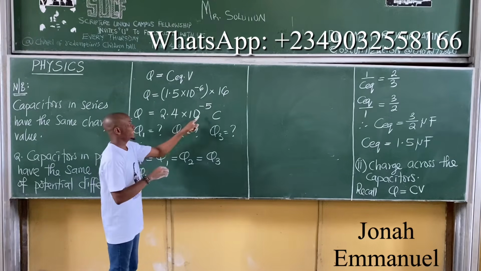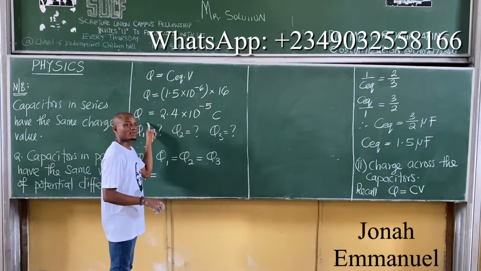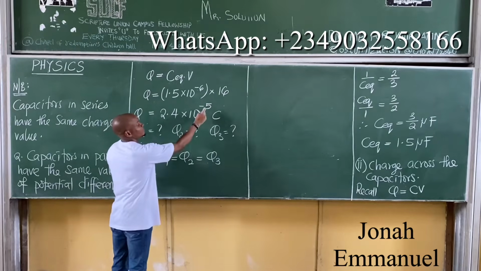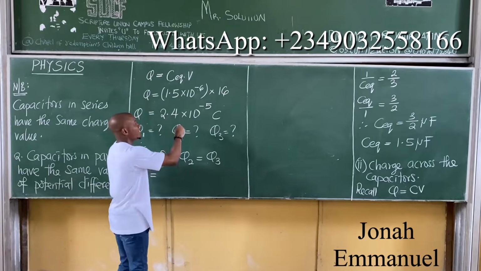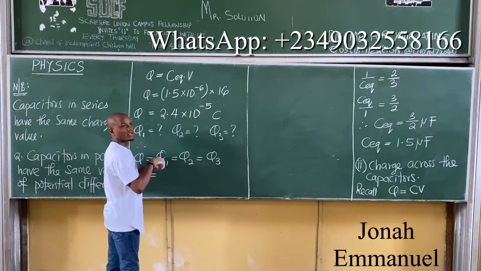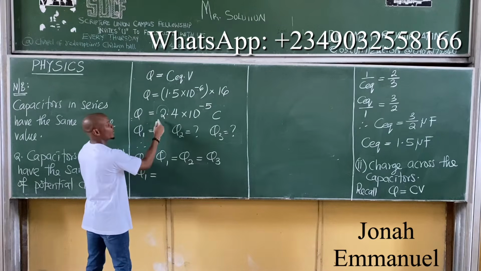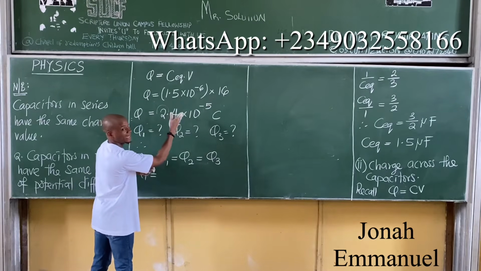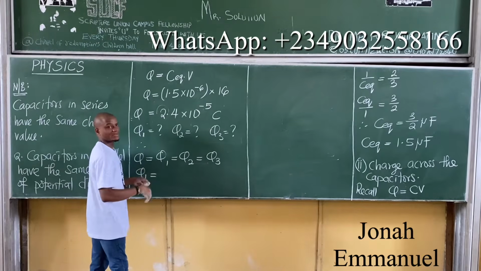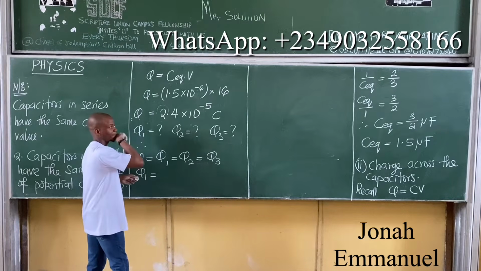To make this micro, am I multiplying by 10 or dividing by 10? This is minus 5. Let's say I want to make it minus 6. Will it be 0.24 or 24? Obviously, I have to move it this way. So it becomes 0.24 times 10 to the power minus 6, so it becomes 0.24 microcoulomb. Please be careful, you're dividing by 10, don't multiply.